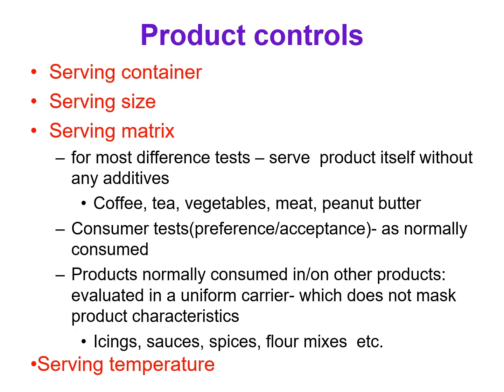So evaluate in a uniform carrier which does not mask product characteristics, like if there is icing, any sauces or spices added, or some flour mixes. That can change, that can mask the product characteristics. So we have to control that as well. And serving temperature is also something to think about.